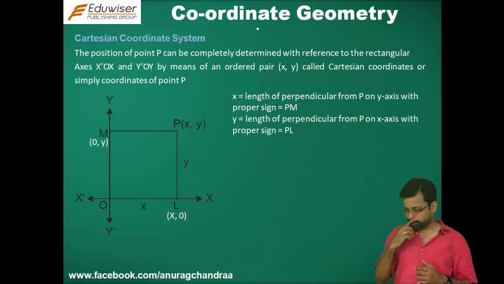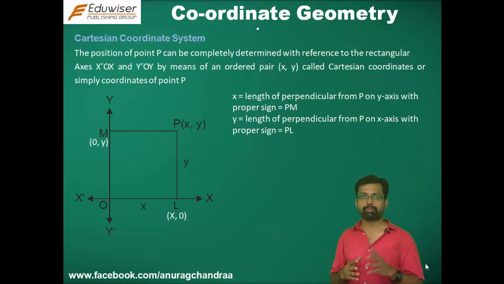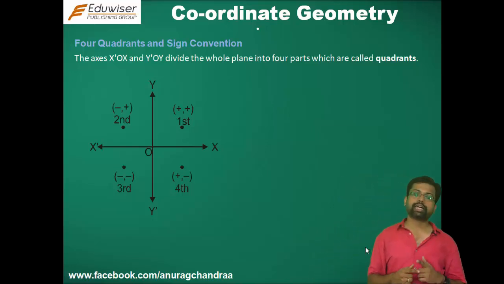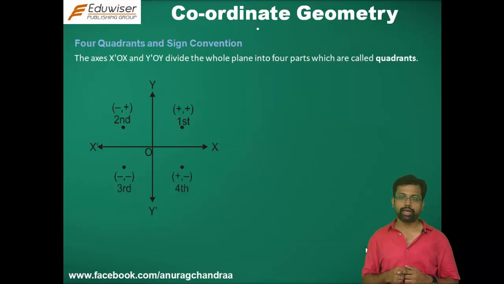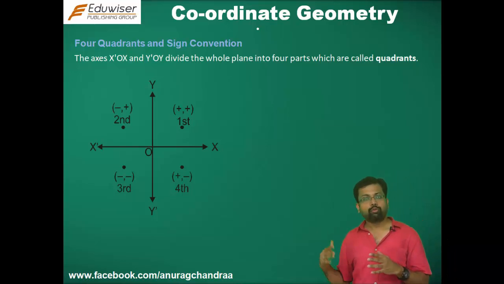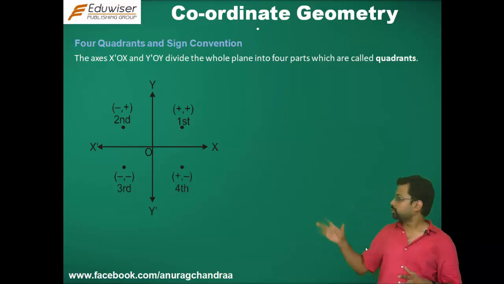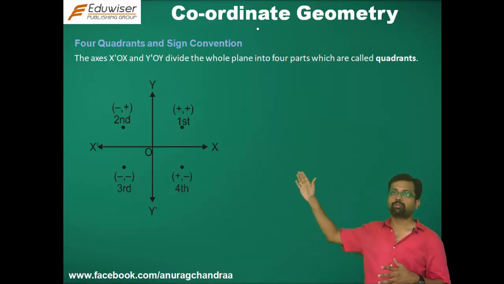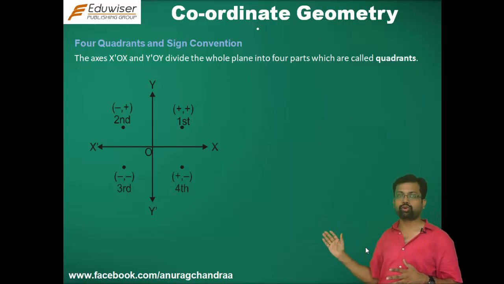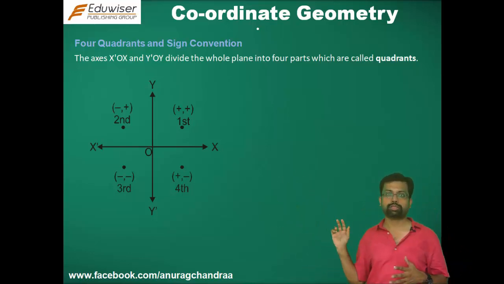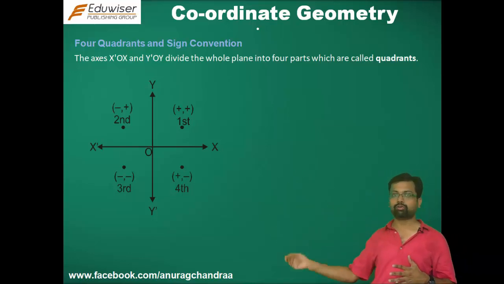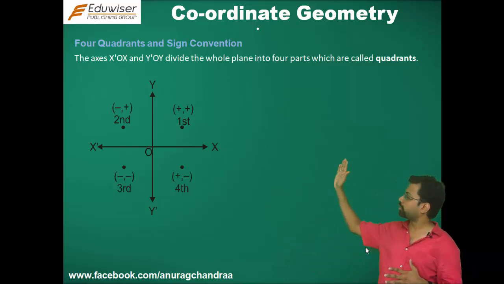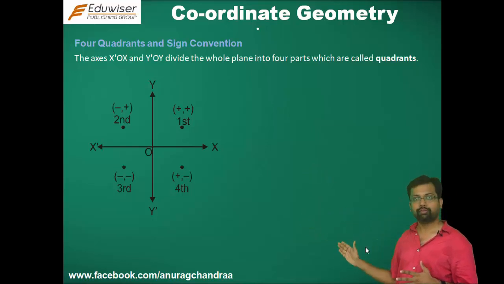Now let's move to the quadrants and the signs that we just talked about. In any rectangular coordinate system, the axes X'OX and Y'OY will divide the whole plane into 4 parts as shown here. The first part, as you can see, is called the first quadrant, followed by the second, third and fourth quadrant as you go in the anti-clockwise direction. You can't go in the clockwise direction. The quadrants are counted in the anti-clockwise direction.